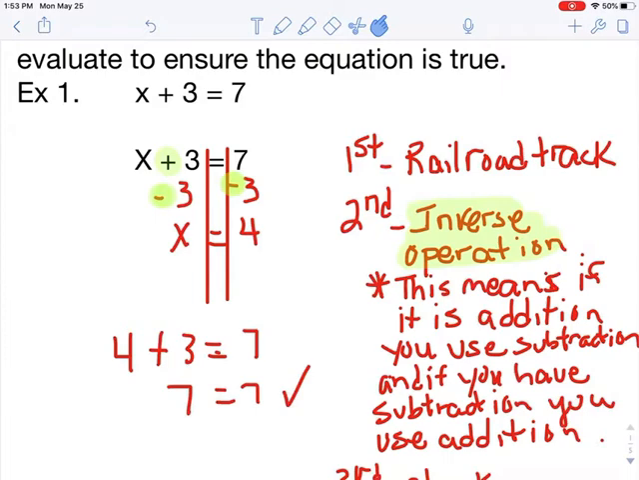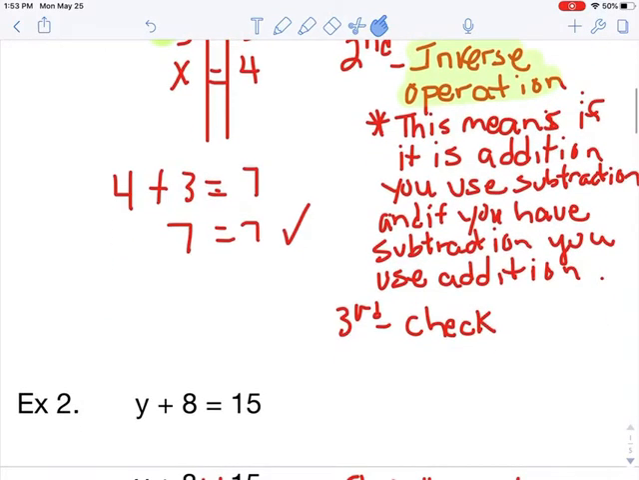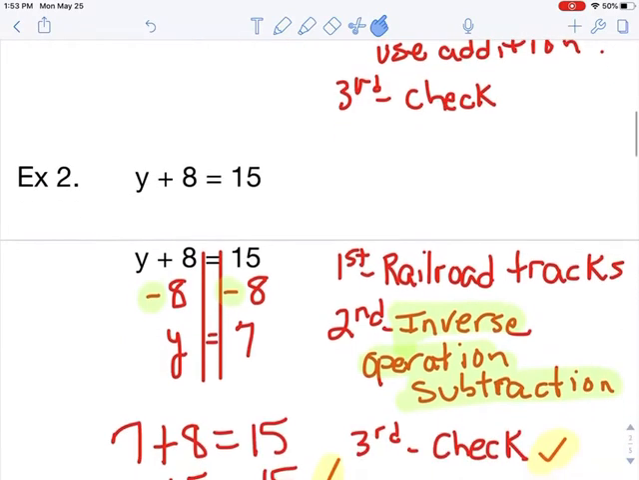I'm almost done. My next step is 4 plus 3 equals 7. I plug in to check and make sure that 4 makes it true. 7 equals 7, check, got it. Great job. Now we move on to the next one.